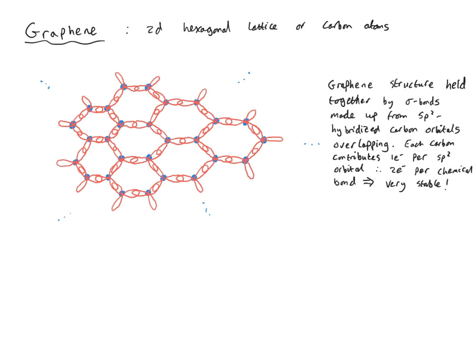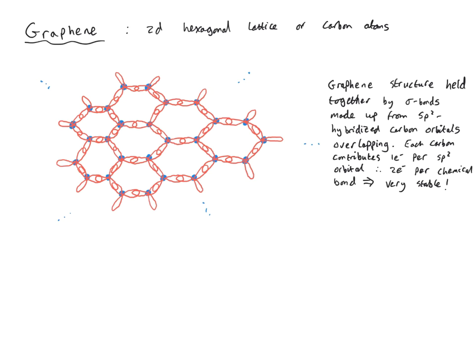So the graphene structure is actually held together by these sigma bonds, which are made up from sp2 hybridized carbon orbitals on each atom, but these orbitals overlap on the lattice. Each carbon atom contributes 1 electron per sp2 hybridized orbital, and therefore each chemical bond has 2 electrons in it, 1 contributed from each of the atoms, and these chemical bonds are therefore very stable. The entire hexagonal 2D lattice structure of graphene is extremely stable.